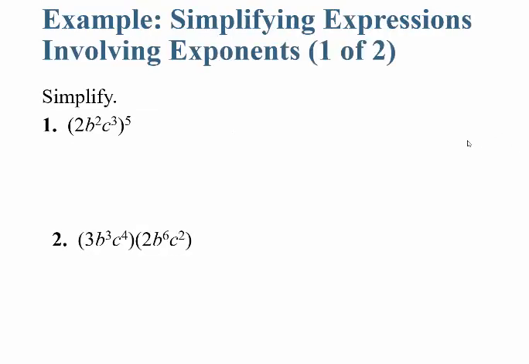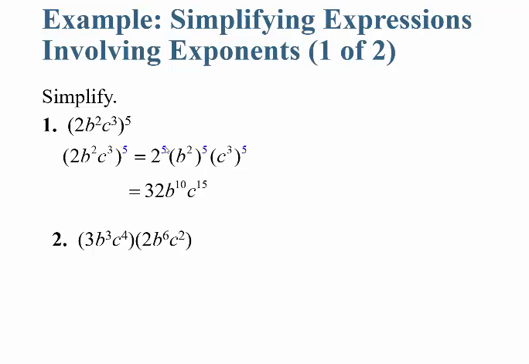All right, so let's talk about how you simplify these right here. Look at the first one. You have in parentheses 2 times b squared times c cubed, to the 5th power. Well, the first thing you're going to do is take this 5 and distribute it to every term. So you're going to get 2 to the 5th power, b squared to the 5th power, and c cubed to the 5th power.